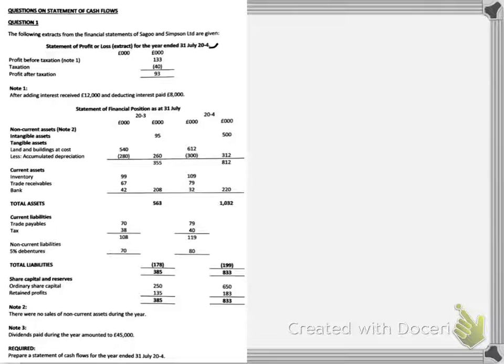Now from here, what we can first work out is the operating profit before taxation. That is actually the first figure that we will be entering in our statement of cash flows. So operating profit before taxation. So how do we calculate this figure?